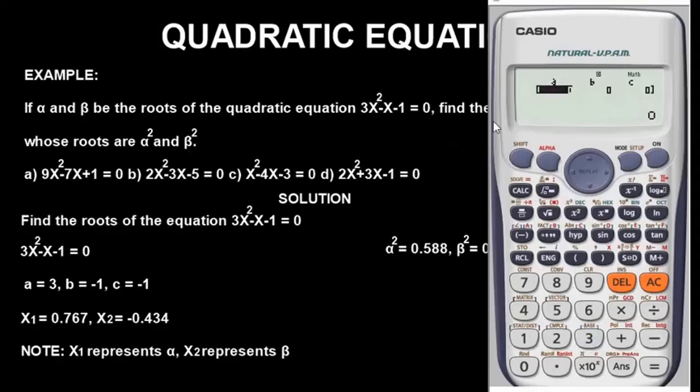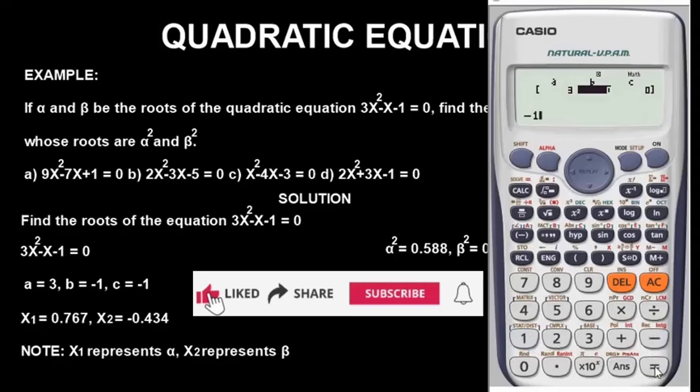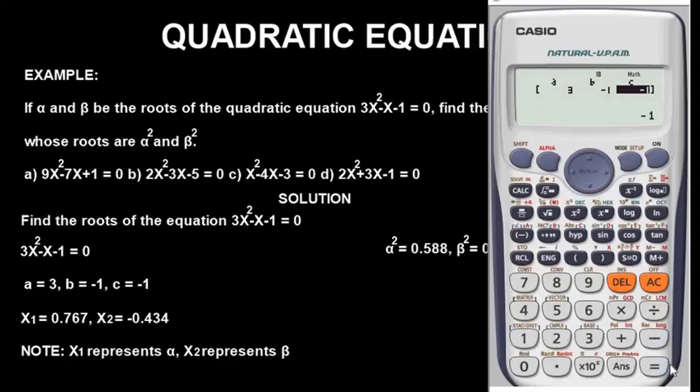Once you do it, you begin to input the values for a, b, and c respectively in the calculator. So here we have a to be 3. Press equal to, we have b to be minus 1. Press equal to, and you have c to be minus 1. You press equal, then let's press equal to. Now we begin to find our roots x1 and x2.